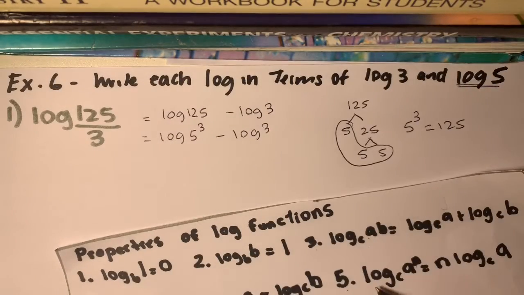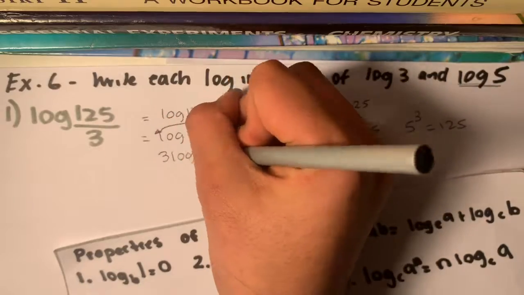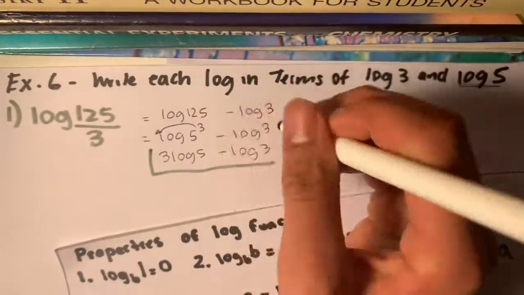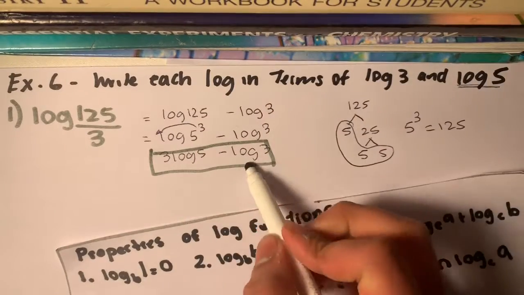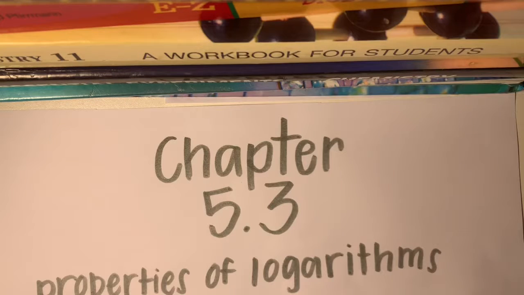Looking at rule number 5, I can move this exponent number 3 to the front, and it's going to be 3 log 5 subtract log 3. This is just going to be my answer. It's in terms of both log 3 over here and log 5. So it's going to be 3 log 5 subtract log 3. Those are the properties of logarithms, and hopefully you learned a lot and you do well on the worksheet.